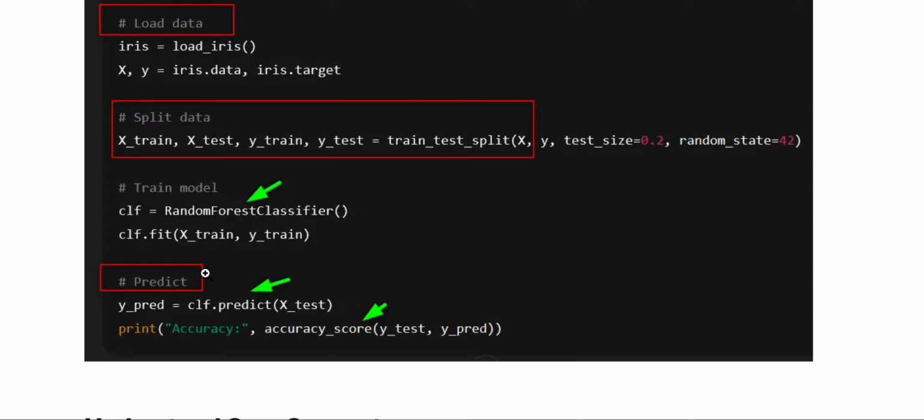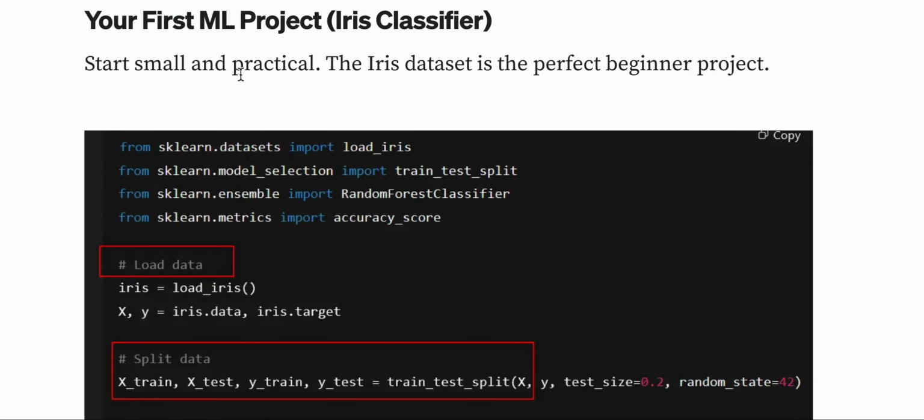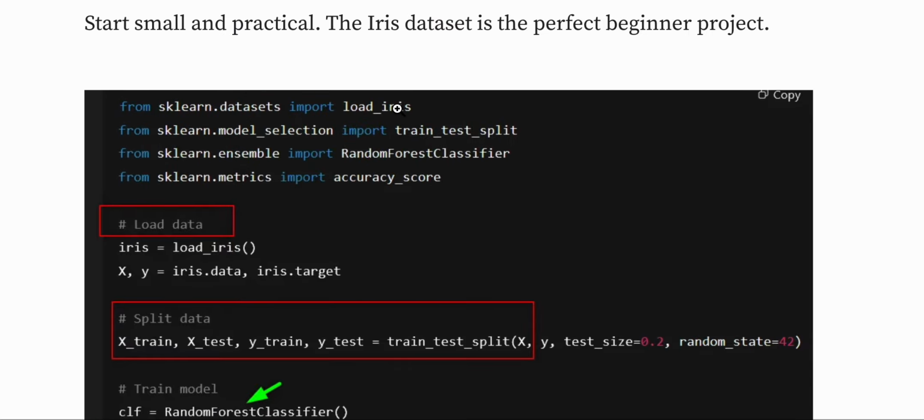So how do we load the data? It's a very normal function: iris equal to load underscore iris. This load iris we have seen over here, and we will just be using it, right? And then coming to X comma y. The X is the data, iris dot data, and the y is iris dot target, right?